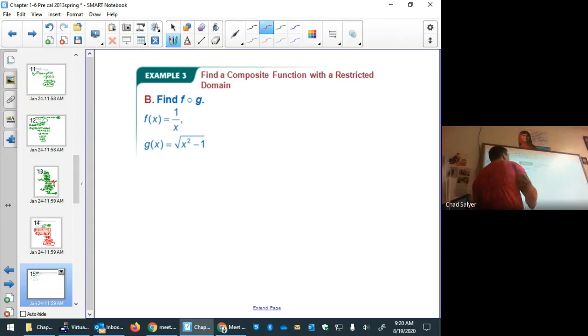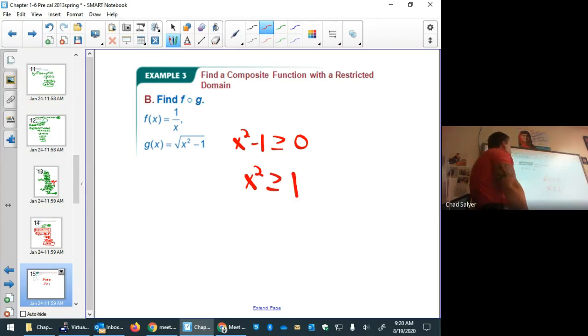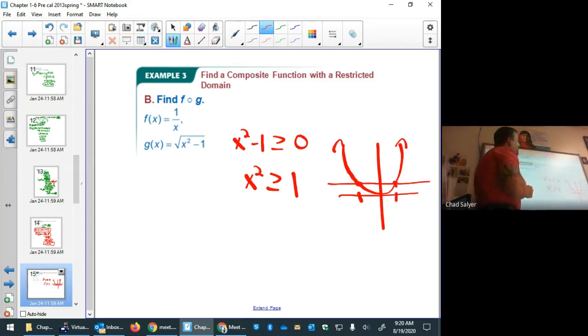So first of all, we have to find g, and g has some constraints here. So x squared minus 1 has to be greater than or equal to 0. In other words, x squared has to be greater than or equal to positive 1. Again, if you think about that graph of x squared, if I were to draw a line at positive 1, you would see that between negative 1 and 1, it was below.